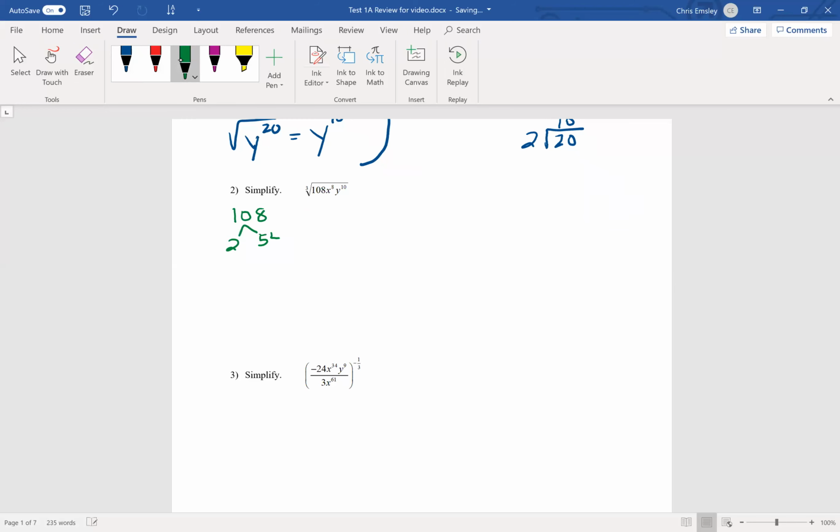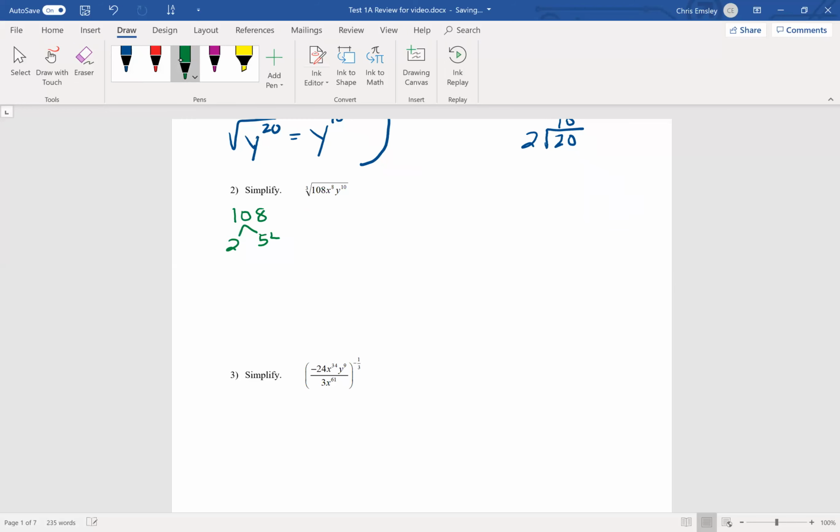So this time we have an index of 3, a cube root, so we're looking for groups of 3. Here's one group of 3. So that means the cube root of 108 is equal to 3 that comes out. The two 2's have to stay inside, and 2 times 2 is 4. So there is our simplification of the cube root of 108.